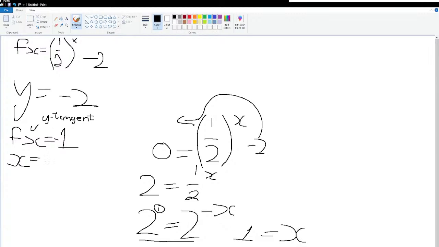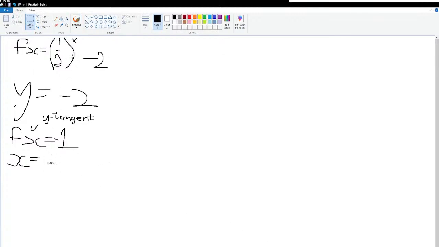Is it x or is it negative x? Actually, let's see. Since this is a negative x, we can't allow that, so we have to divide by negative 1, which means that negative 1 is equal to x. So x is equal to apparently negative 1, if I'm not mistaken. Yeah, x is equal to negative 1. And from there, we can just plot the points.